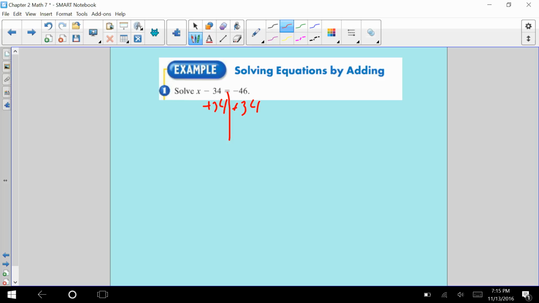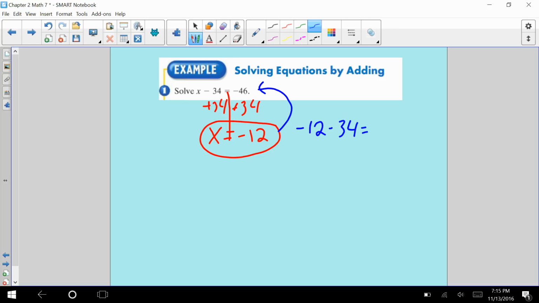So when I have x minus 34 plus 34, I'm left with just x equals negative 46 plus 34, which is negative 12. That'll be my final answer, but we want to check our answers. To check your answer, you take what you got for x and you plug it into the original equation for x. We'll take negative 12 minus 34, and we'll determine if that equals negative 46. Well, negative 12 minus 34 is equal to negative 46. So it checked out, we got the right answer.